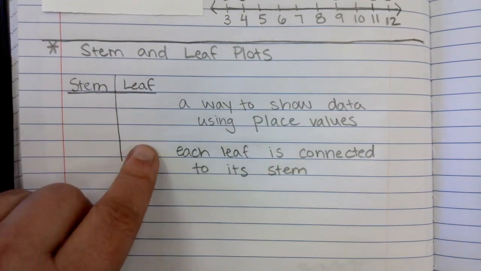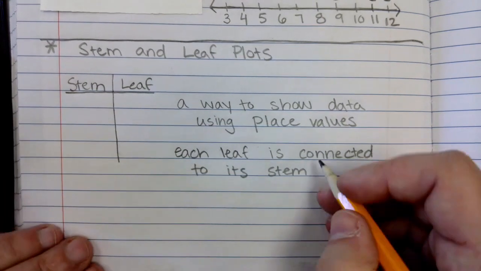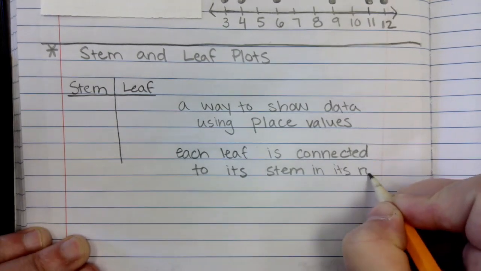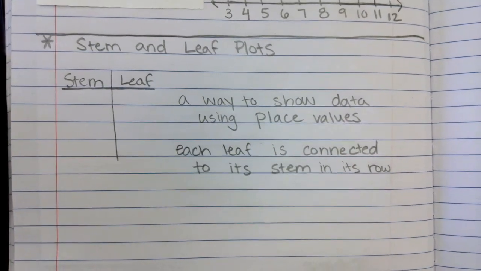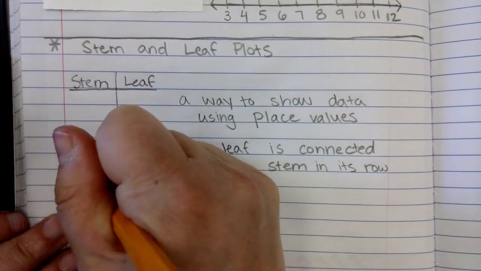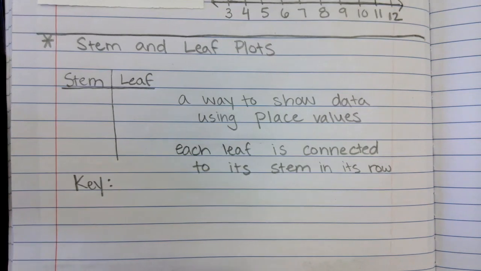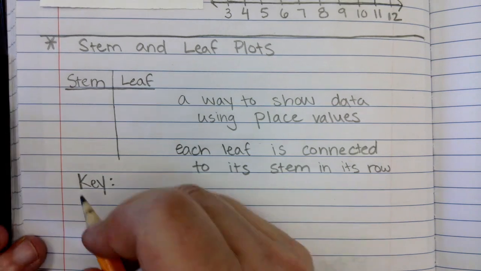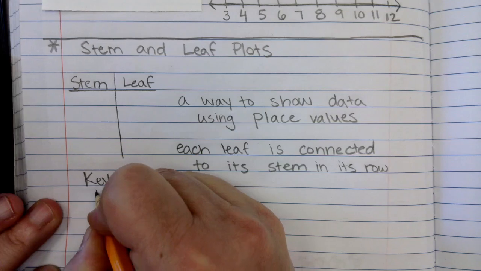All right, arguably the most important part of a stem and leaf plot is the key. So important. What does the key tell us? Like how it works, the answers, like how to read it. How to read the chart.